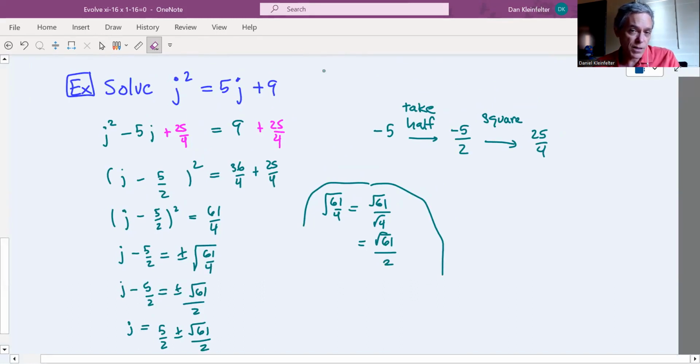Collect the variable terms and only the variable terms onto one side. Take a look at the linear term, that is the non-squared one. What's the coefficient? Take half, square that, add that to both sides, factor the left side, and use the square root property to finish.